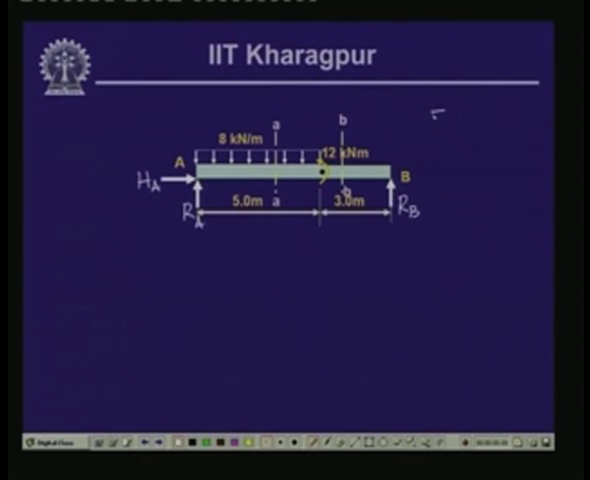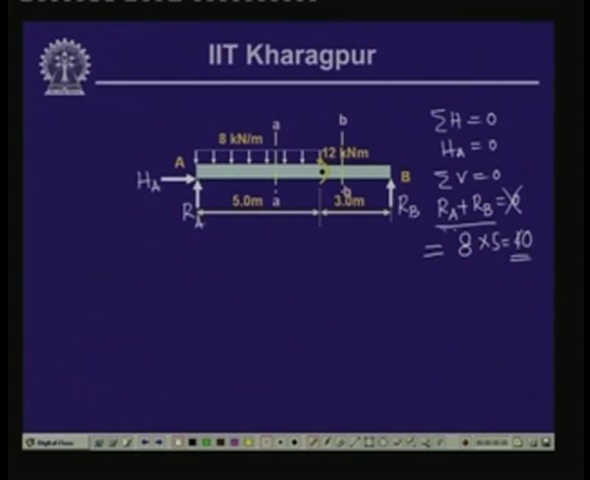So, summation of horizontal forces equals to 0 gives us HA equals 0. Summation of vertical forces equals to 0 gives us RA plus RB equals to... sorry, this is not equal to 0, because here we have the load which is uniformly distributed. So, this is equal to 8 kilonewton per meter multiplied by the length 5 meter. 8 into 5, so 40 kilonewton is the value for RA plus RB.